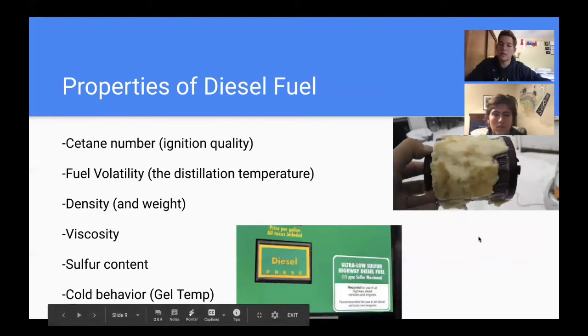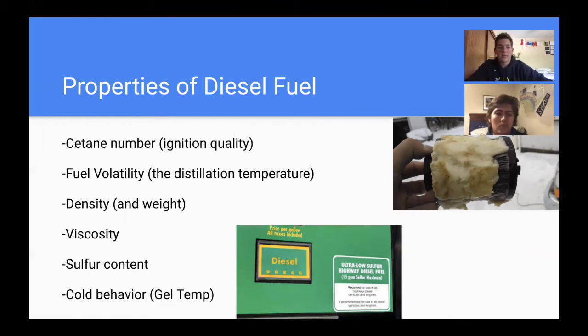So some of the properties of diesel fuel is the cetane number, which is also known as the ignition quality. So that's just how much pressure it takes to ignite the diesel in the combustion chamber. Fuel volatility. This is the distillation temperature. The density, which we learned about in Chem 110, so we all know what that is. And the viscosity, which is how the diesel flows, if it's more like jelly or if it flows more like water.